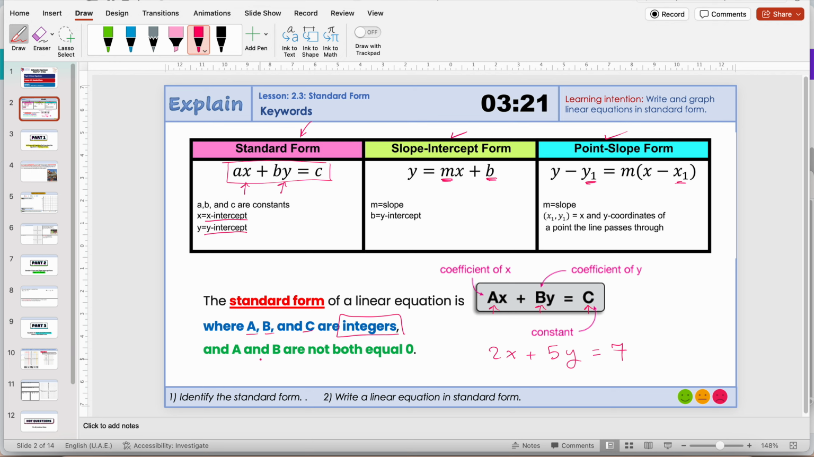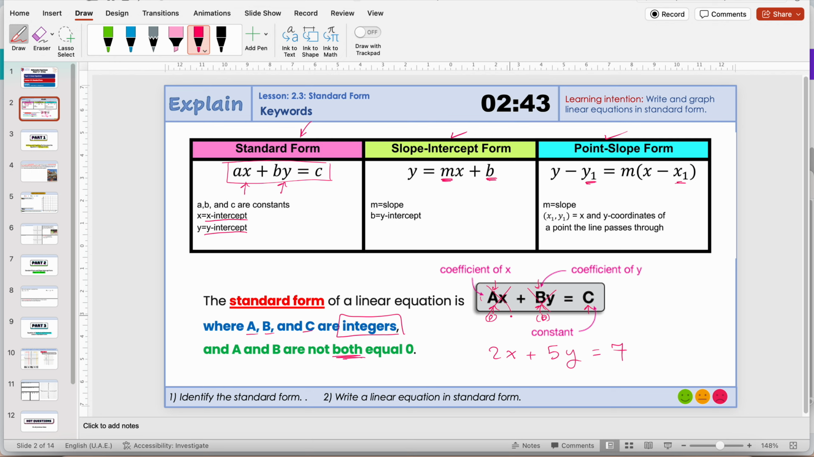Another thing is that A and B, these two coefficients, cannot be zero. We said that they can be integers, but they cannot both be zero. If they were both zero, then the whole x term will be cancelled, and the y term will be cancelled at the same time. Therefore, our equation of a line will not be an equation of a line. It will be only an expression, and it cannot really represent the line because there is no x and y anymore.